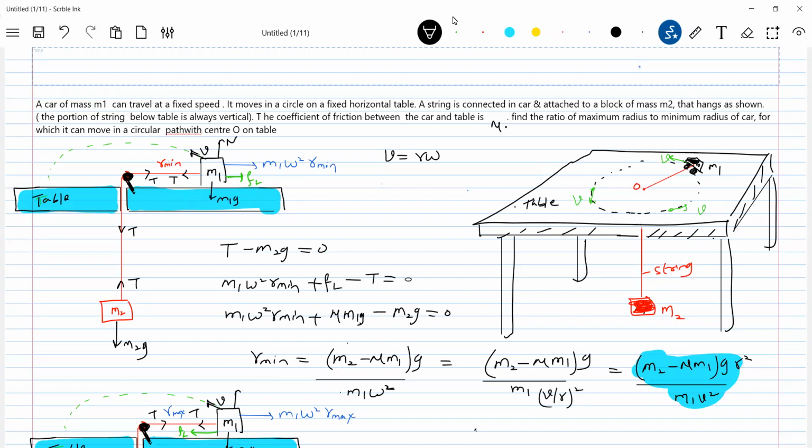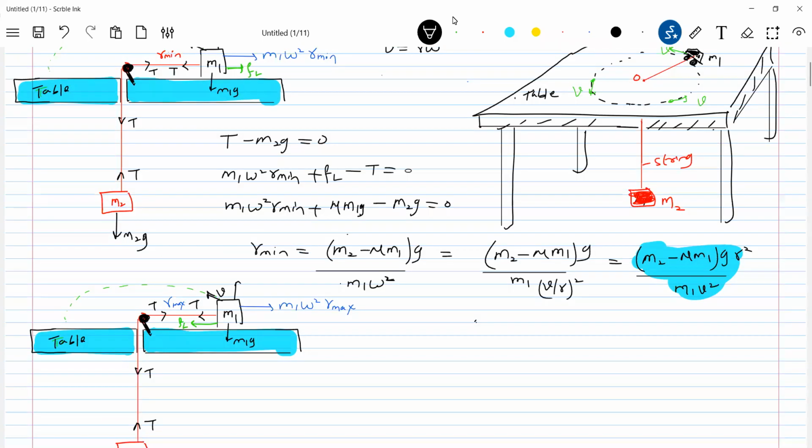V square is R, no? So that should be R minimum. One R minimum will cancel out. I should substitute that value, no? Yeah. Okay, now we have to solve it.